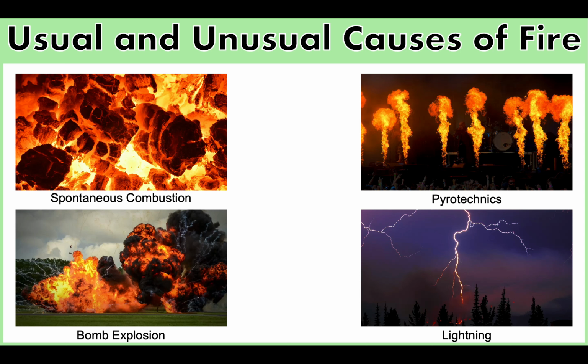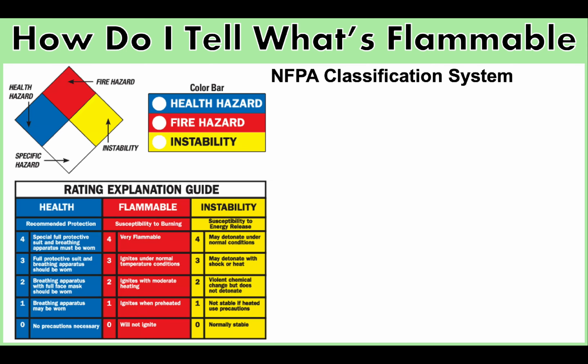Now, with all these different causes, how can we tell what's flammable or not? We actually have the NFPA classification system. NFPA stands for National Fire Protection Association. Here, you will see the NFPA diamond. So the NFPA diamond is an easy way to determine the safety risks associated with hazardous materials.